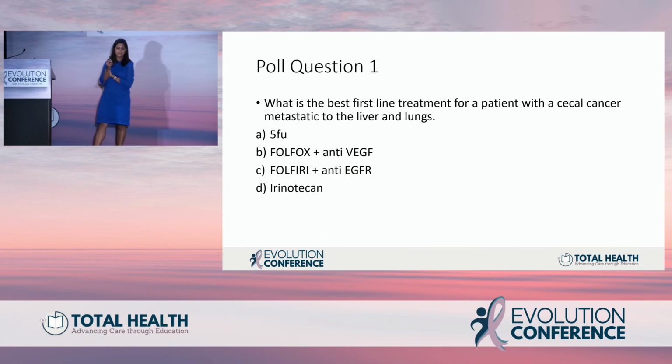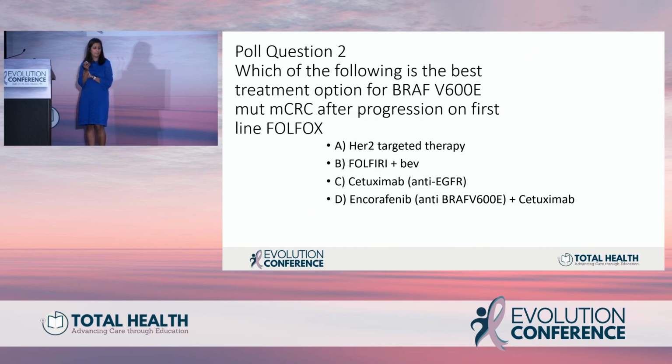So what is the best first-line treatment for a patient with a cecal cancer metastatic to the liver and lungs? So, cecal cancer. Okay, poll question 2. Which of the following is the best treatment option for BRAF V600E mutant colorectal cancer after progression on first-line FOLFOX?